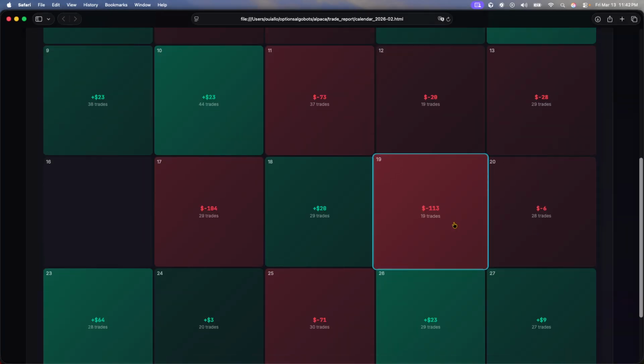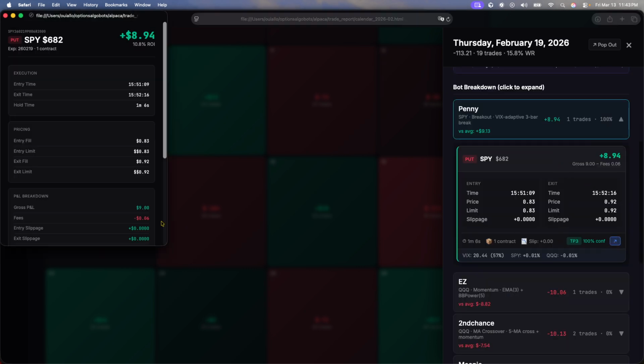Again, let's just go to another day that was a bit negative. As you can see here, yes, overall our bots didn't perform well, but there was one bot that did. It had one trade that did save us. So let's look at this.